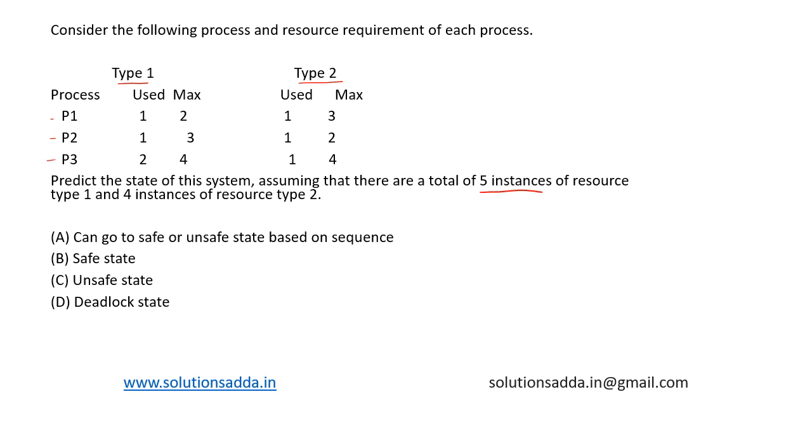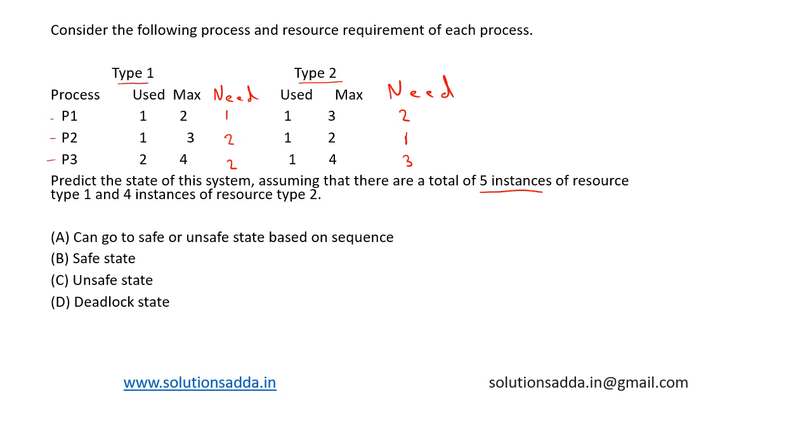So first of all, let's draw the need matrix. Need matrix can be drawn by adding one more column need in both the resources. So as of now for process P1, it needs maximum 2 resource and it has used 1 resource. So max minus used is the need. So based on that, we can write here 1, it will be 2, it will be 2 here. Here it will be 2, here it will be 1, here it will be 3.